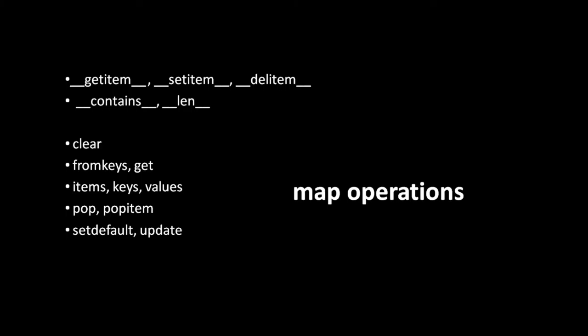The pop method does the same thing as get, except if the key is found, it will then remove that item from the map. Pop item is just like pop, except it returns a tuple of the key value pair of the whole item, not just the value.